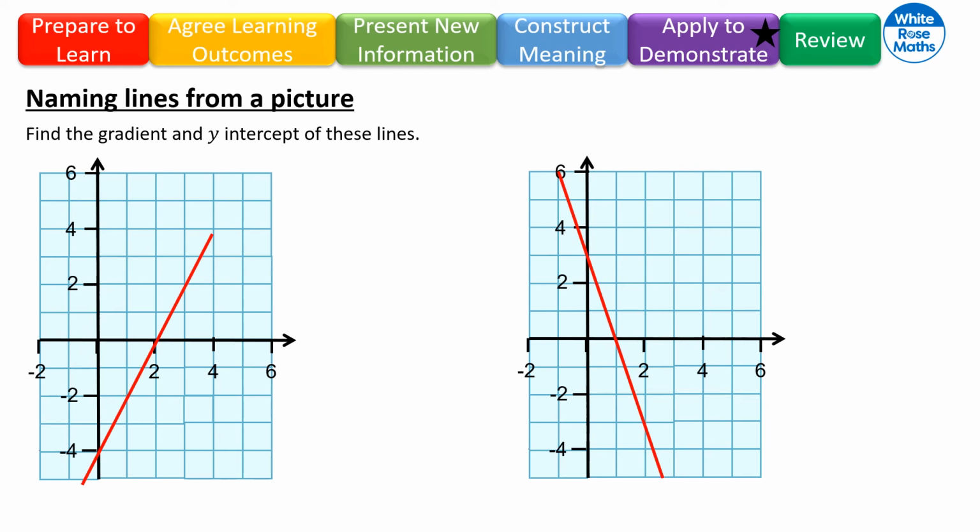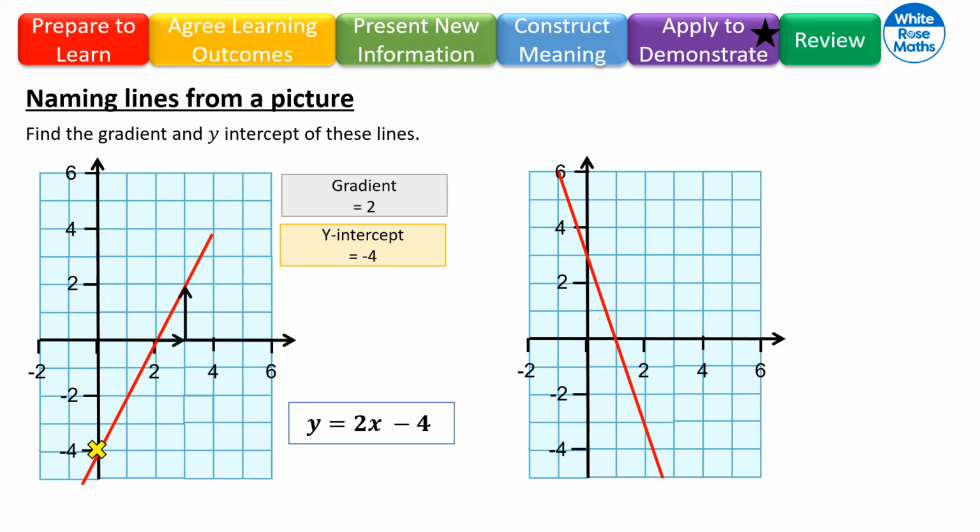Again, you can pause it if you want to have a go, but I'm going to run through how I got the answers now. So this one, my gradient, I've got 1 across, 2 up, got a gradient of 2, and my y-intercept is -4. So my equation, my line would be y = 2x - 4.